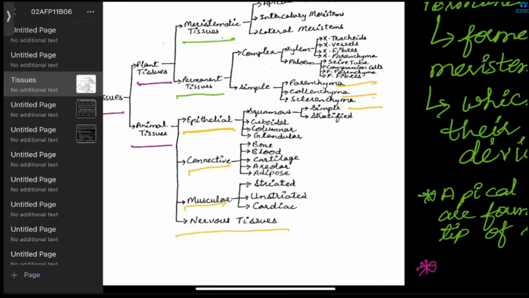Epithelial tissues are protective tissues. These tissues cover most of the animal body organs. These epithelial tissues cover skin, mouth, inner linings, and they protect the inner organs and inner body parts. They provide extra covering to the body and skeletal muscles. And these are divided into squamous, cuboidal, columnar, and glandular. Ma'am has shown you the figure also.